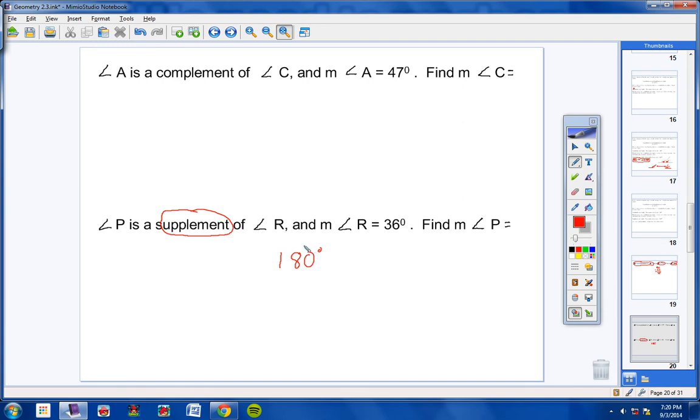So if one of these angles, angle R, is 36 degrees, we're just going to take 180 minus 36, and we're going to get 144 degrees. And so the measure of angle P has to be 144 degrees. There we go. We did it. And of course, you can check your answer by adding 36 plus 144, and you will get 180. Okay? So two angles are supplementary when their sum is 180 degrees.